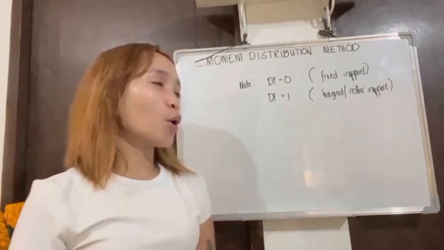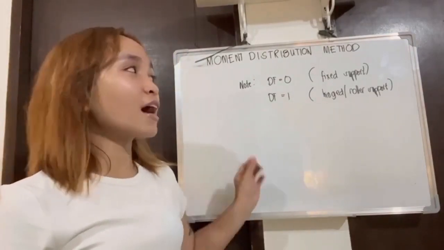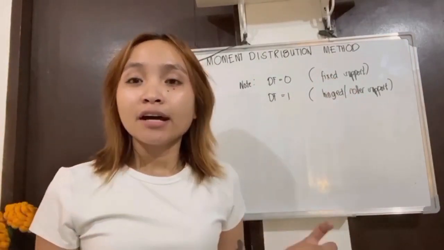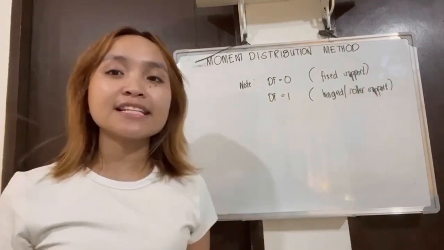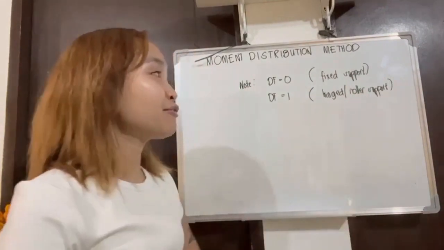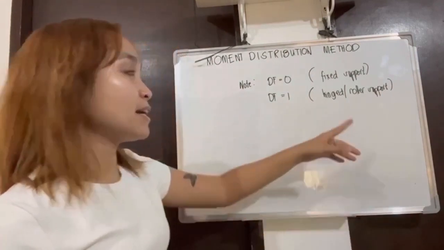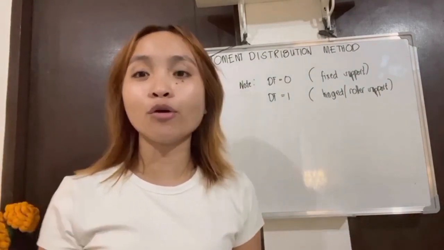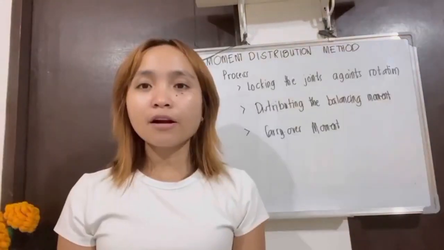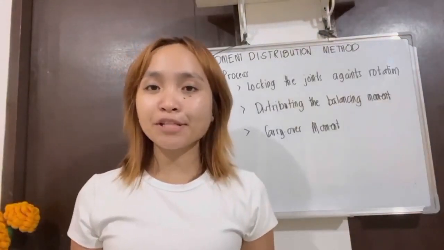Important note. So, kung ang imong distribution factor is kung ang iyang support is fixed, it means it has a zero distribution factor. And if kung ang iyang support is hinge, exterior hinge or roller, it means it has a distribution factor of 1. There are processes of getting the moment distribution method.